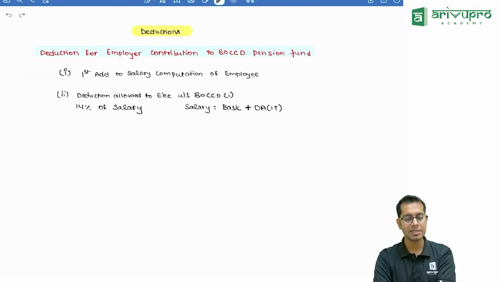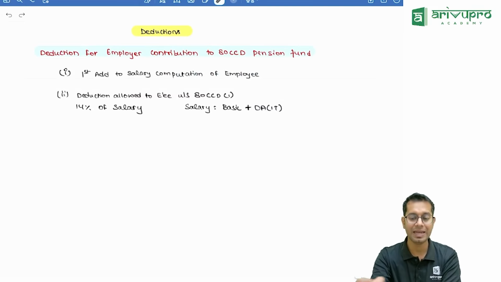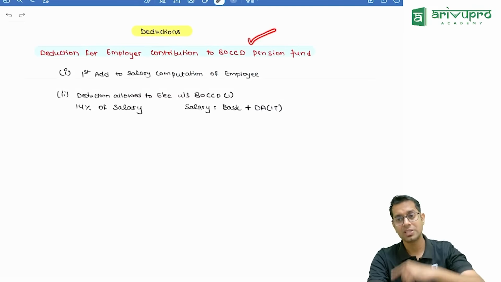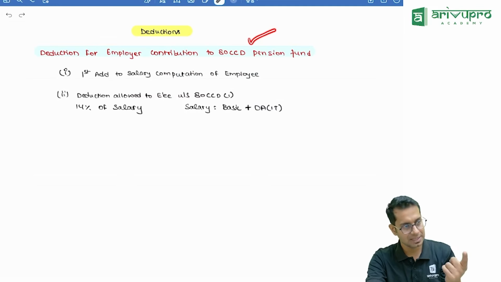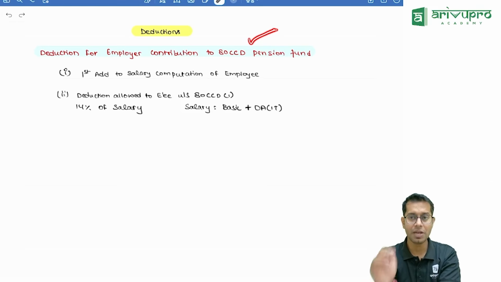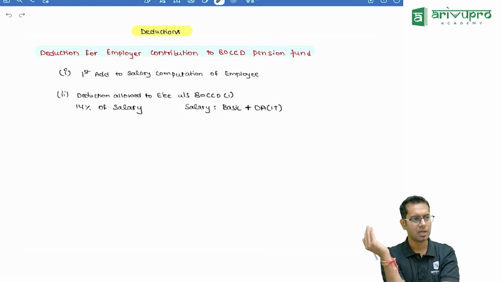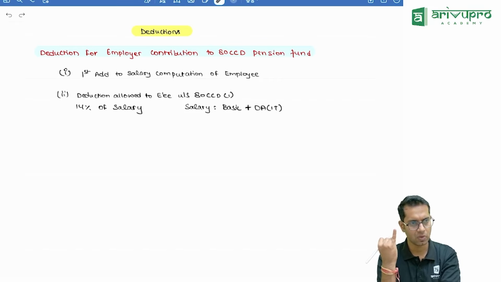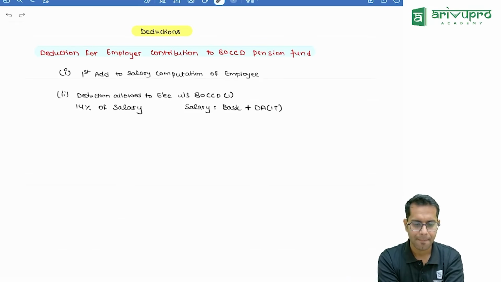Under the deduction chapter, is there any change, sir? Under the deduction chapter, for 80CCD pension fund, whatever changes are there under the business chapter, the same changes are there over here also. In between, sir, you have left a chapter. Which chapter did I leave? Set off and carry forward. Only one change is there with respect to house property, which I have told you. And then clubbing of income, no change.